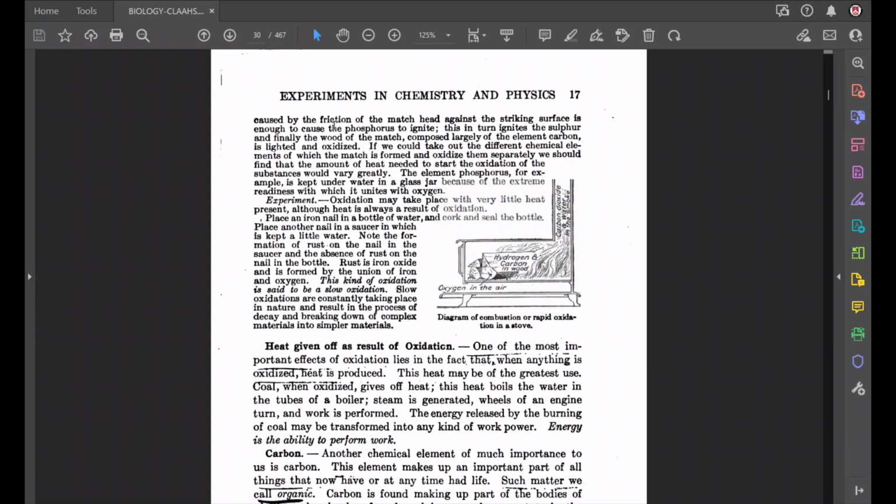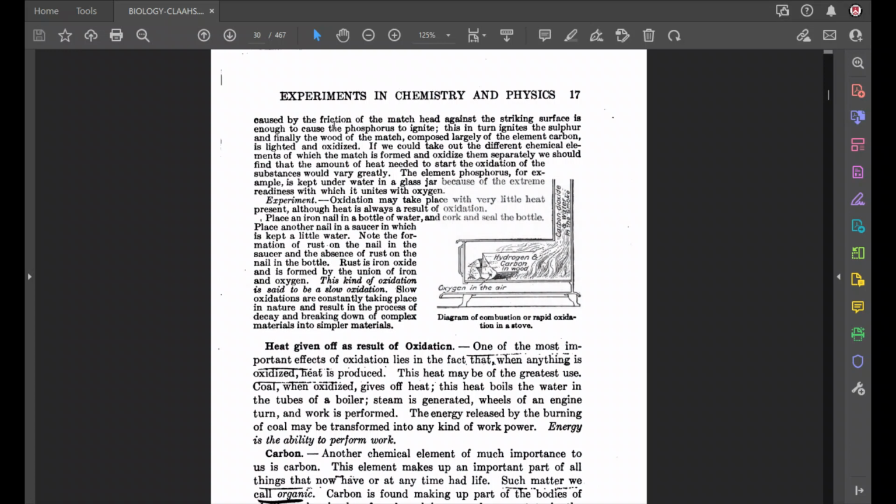The different chemicals in the match light, and eventually they get to a heat that's hot enough to set the wood of the match on fire. Okay? So finally, the wood of the match ignites. The wood of the match is composed largely of the element carbon. So now we have carbon involved in this. And that's lighted by the fire and oxidized.